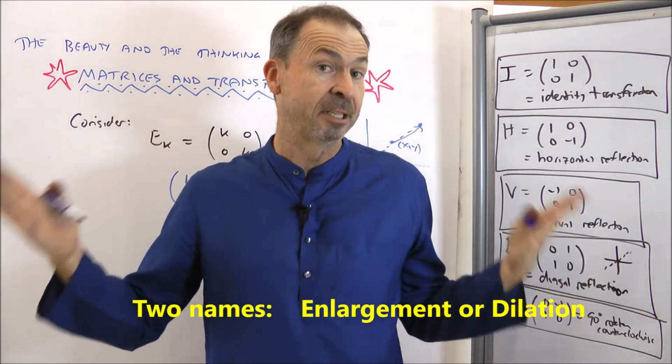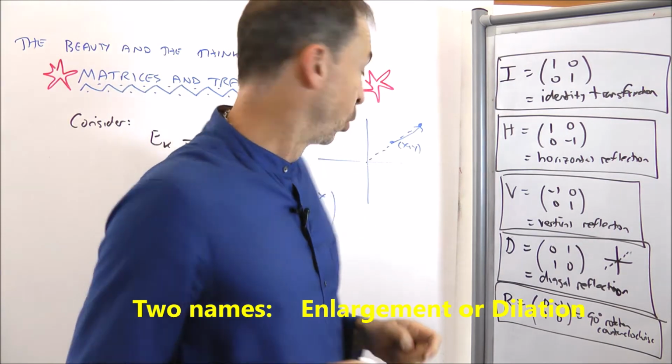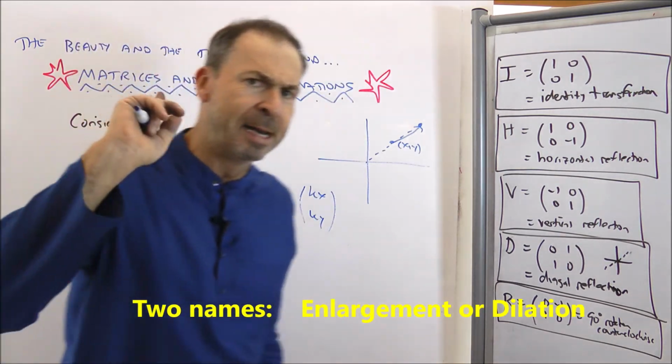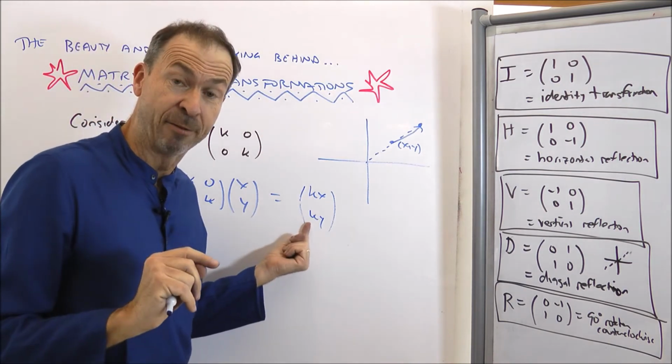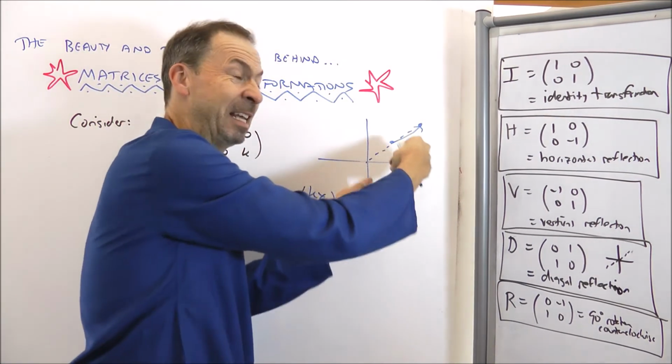All right. People call this, now there's 2 words. Mathematicians tend to call this a dilation, though a lot of curriculum call this an enlargement. The word enlargement is a little bit scary because if k was a number that's smaller than 1, a fraction between 0 and 1, it's actually shrinking things towards the origin.